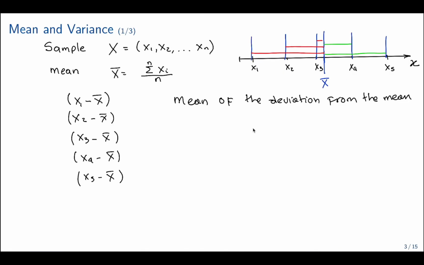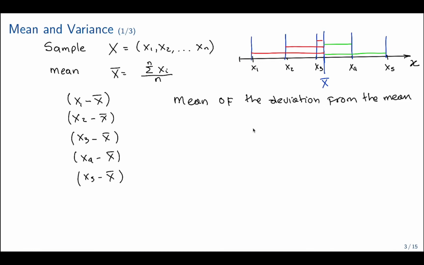Okay, now let's have a look at the definitions of mean and variance. So first of all, I'm going to have a sample. A sample is a subset of the population. We can define it in terms of a vector. I call it vector x, and as such it has some elements x1, x2, until xn. So we have n elements.